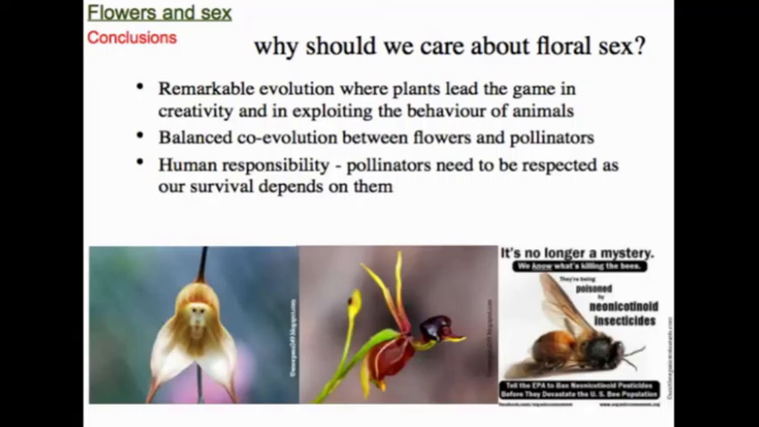And we have a big responsibility as humans. You probably heard about the recent problems with neonicotinoid pesticides that were killing the bees. So in Europe, there is a ban now on neonicotinoids, which is quite important because pollinators need to be respected. They are so important, and they are really at the basis of our whole food chain.